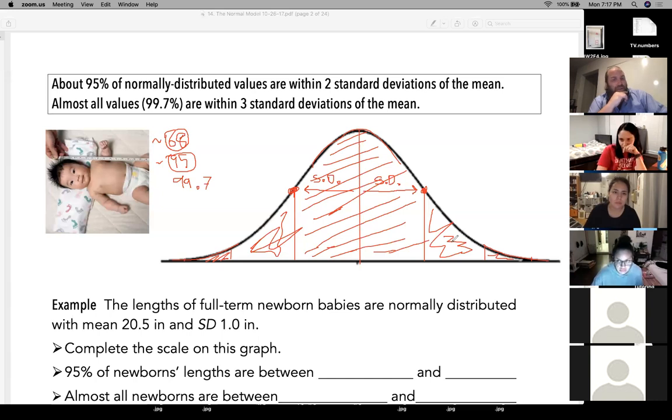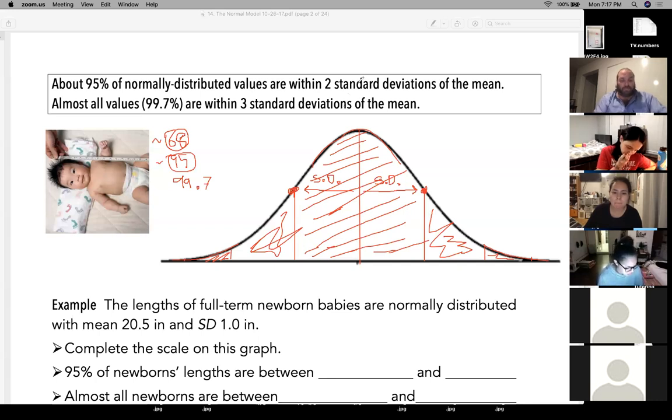All of it? Not all of it. Look at my 3 numbers. 99.7. 99.7%. Almost all of it. So look at the box. What does the box say? It says about 95% of normally distributed values are within 2 deviations of the mean. Almost all, essentially, 99.7% are within 3 deviations of the mean. And what they don't say, but I gave you, is that about 68% are within 1 deviation of the mean.